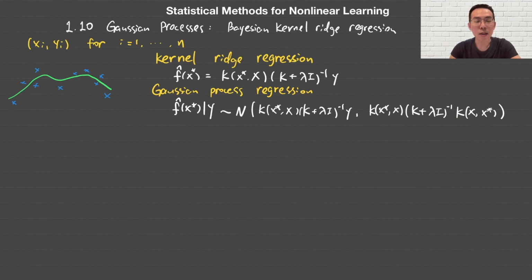It uses the Bayesian interpretation of the ridge regression problem, where the ridge regression estimate becomes the posterior mean for the Gaussian process regression. So this is the same as kernel ridge regression, but in addition we also have a posterior distribution with the uncertainty term associated with the curve. That is really the power of the Gaussian process.